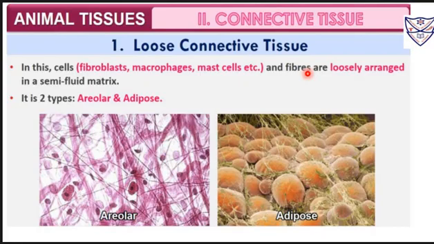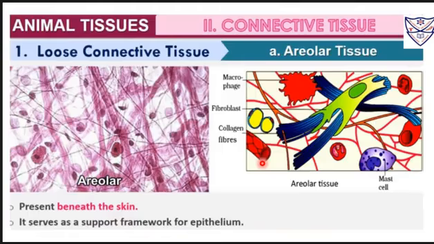As I told you about loose connective tissue, let us study about them first. In this type of tissue, the cells, that is the fibroblasts, macrophages, mast cells, all of them along with the fibers are loosely arranged. That's why the name loose connective tissue, right? These are arranged in a semi-fluid, that is semi-solid, matrix. They can be of two types, areolar and adipose tissue. Let us look at both these types of tissues now.